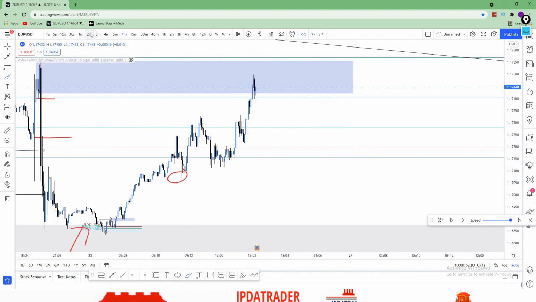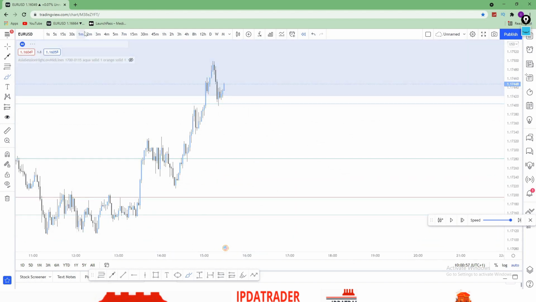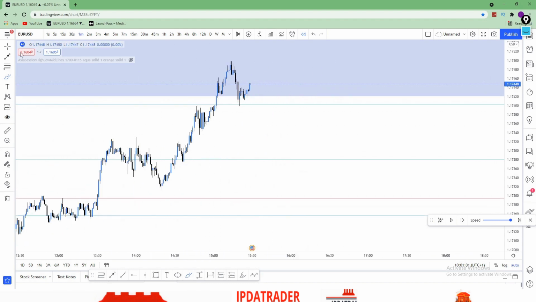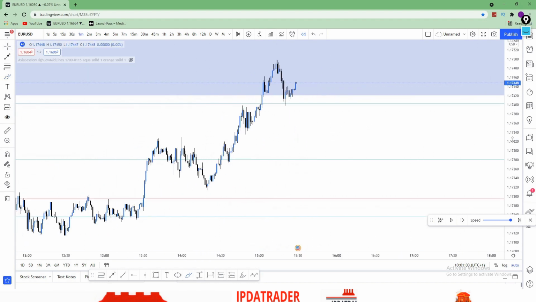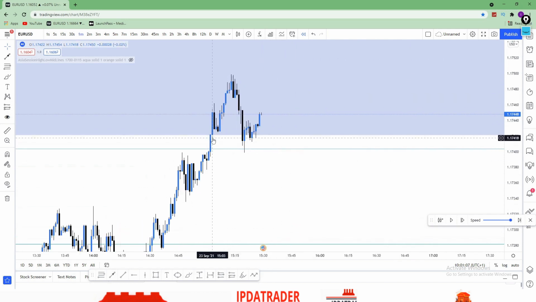So let's zoom into an even lower time frame. Hopefully I can do that. 2 minute, maybe 1 minute, please. Yes, we can do that. So this is where it gets confusing, right? Because if you ask yourself, what move made this high? You could argue this one right here, but this is not a real retracement.